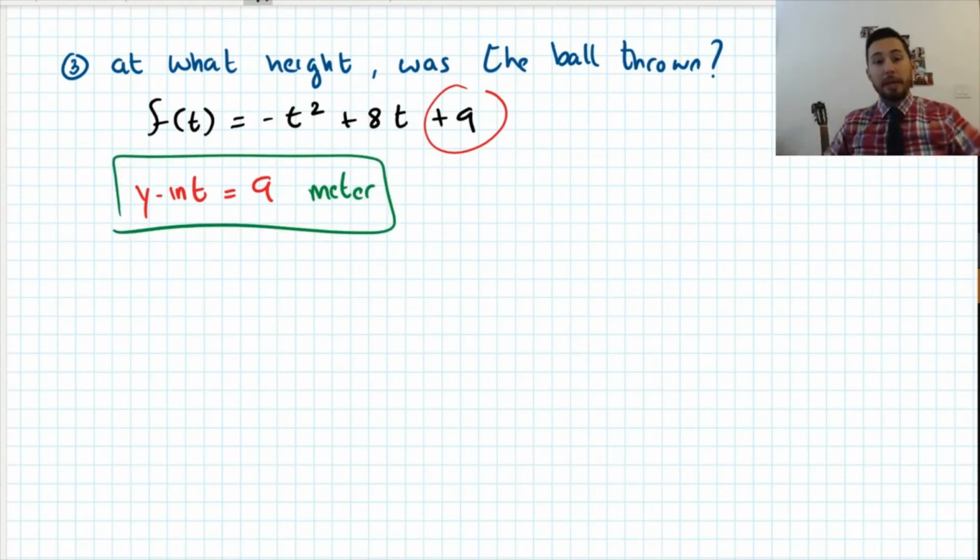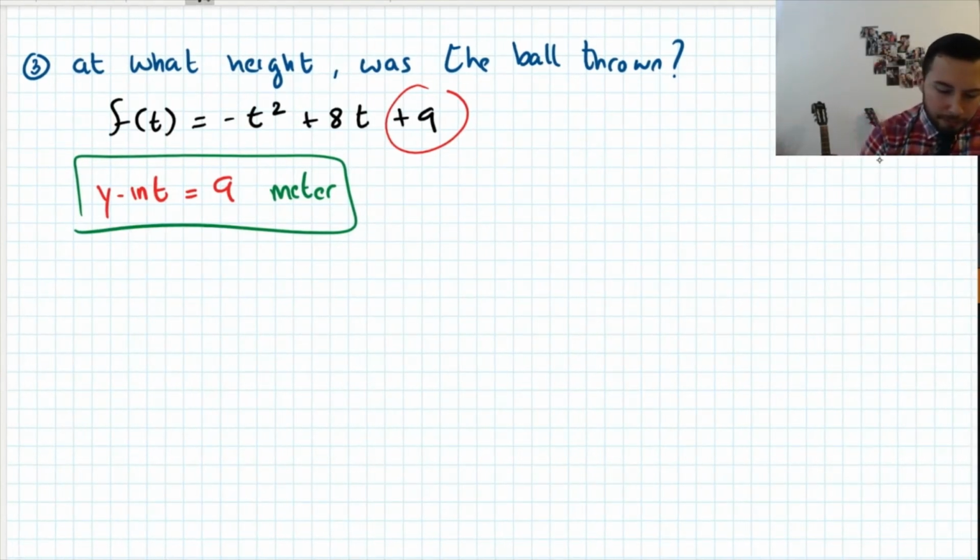And this could have been me on a second floor building. This would have been me on top of a ladder. This would have been me at the top of the bleachers. This could be a plethora of scenarios that are not given to me. All this tells me is that I started throwing the ball at the height of 9 meters.